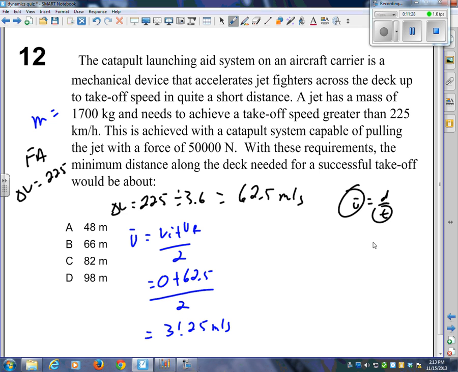Now I have to solve for time. How am I going to get time? Finding the acceleration. Acceleration is delta V over delta T. If I could get the acceleration, then I could get the time. How am I going to get the acceleration? F equals ma. 50,000 over 1,700. Required acceleration of 50,000 divided by 1,700 is 29.4.